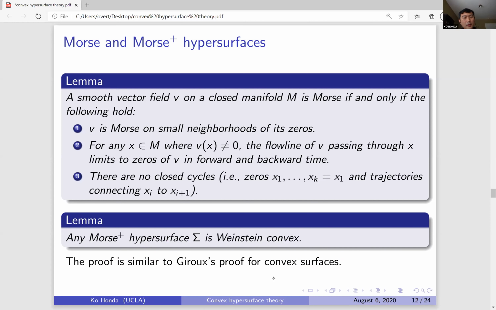Okay. And the statement is that any Morse plus hypersurface sigma is Weinstein convex. So if your characteristic foliation can be given this Morse plus condition, which is not so hard to check using this lemma, then it's Weinstein convex. And the proof is similar to Giroux's proof for convex surfaces in dimension 2 from the early 90s.